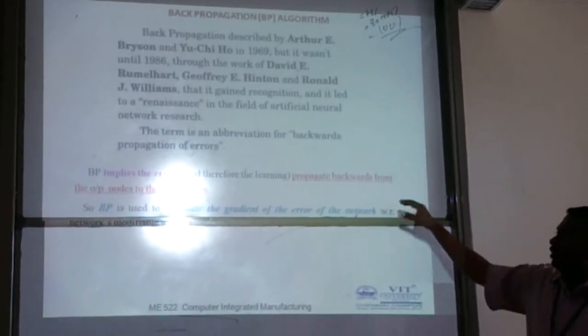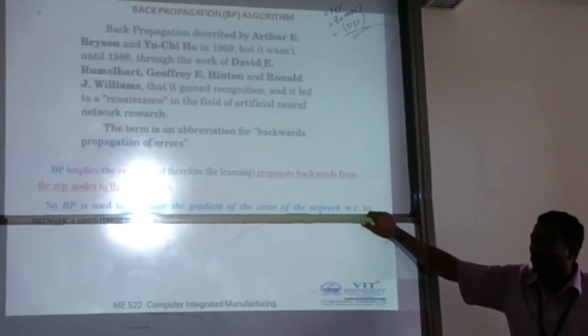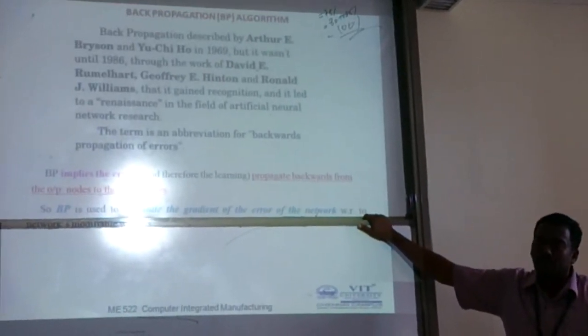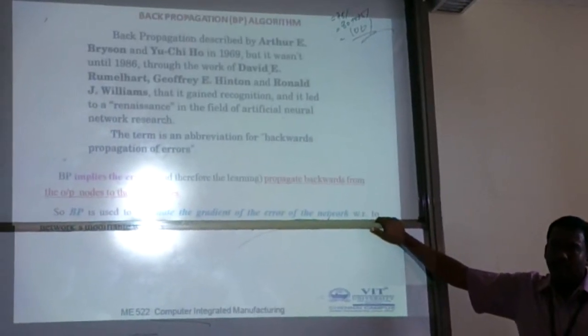So what is the back propagation algorithm? It is called backwards propagation of errors. Check the output; if it is not correct, we relocate the weights to minimize the error.